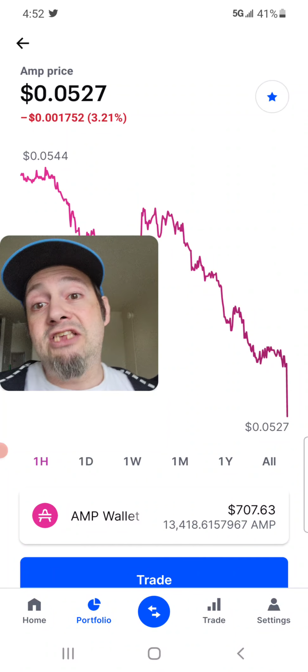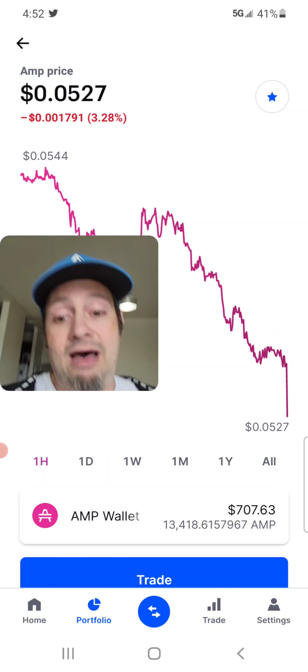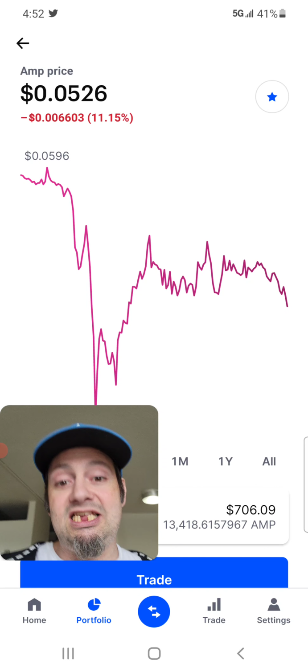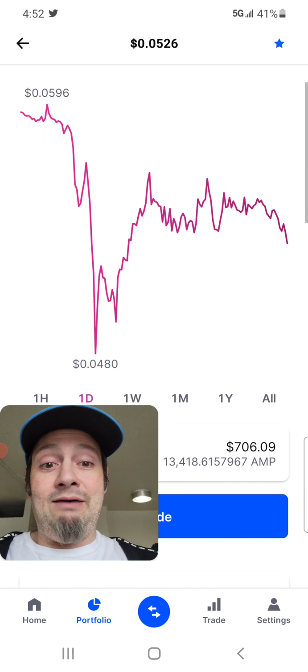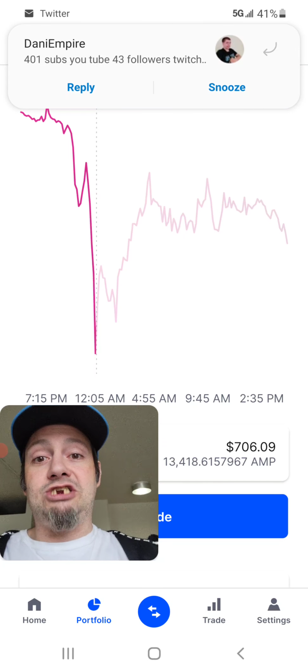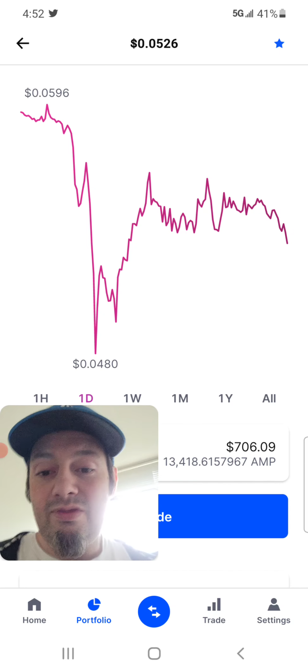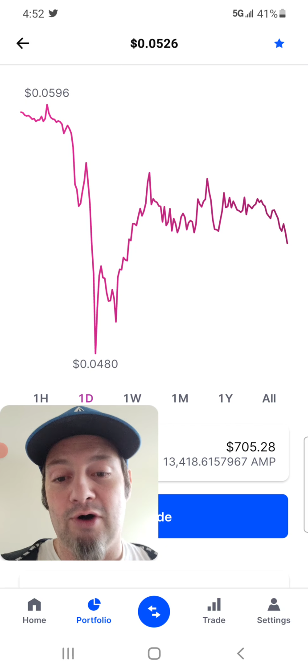So yeah, I think somebody is dumping AMP. So I think we're going to get ready for a big pump here soon, because this isn't good. I think we might go all the way down and touch the 480 again. Yeah, I think we'll go down and touch the 480 again.